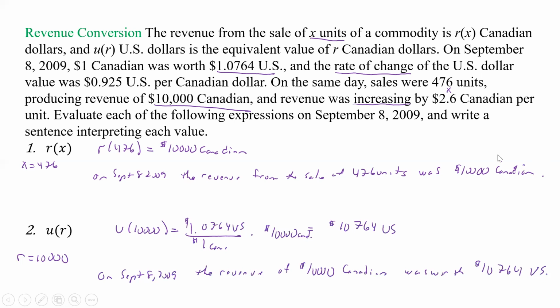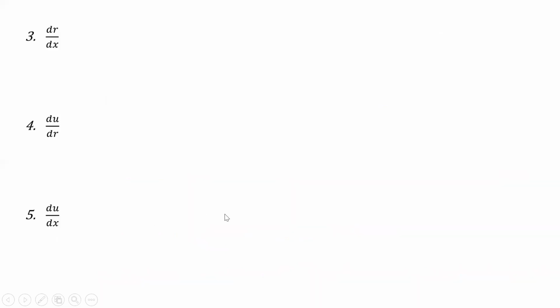Now, the next page, you're going to start asking for the derivatives, and those are going to be the rates of change. We have a couple rates of change. The rate of change of the US dollar is 0.925 US per Canadian dollar, and we also have the revenue is increasing by 2.6 Canadian per unit. So we have two rates, and we just have to know which rate is which. So dR/dx or dU/dR. Okay, dR/dx, that's going to be our first one.